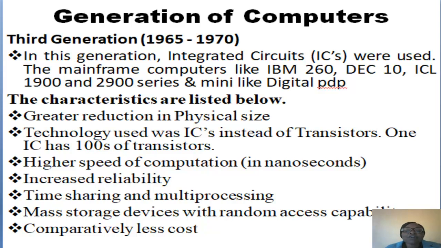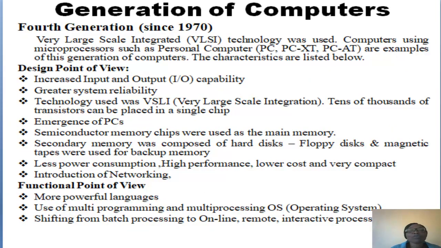They have higher speed of computation. The speeds are now in nanoseconds. They have increased reliability. Then there are mass storage devices with random access capability, and the prices are less than the first and second generations. That is, they are cheaper than the second generation of computers.